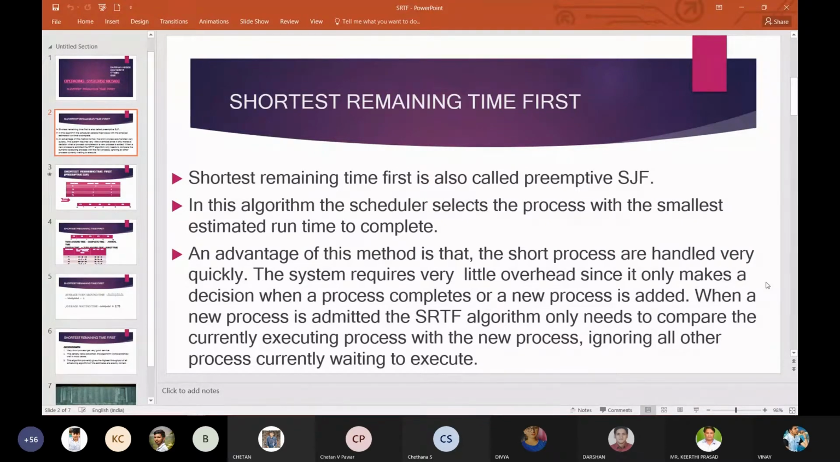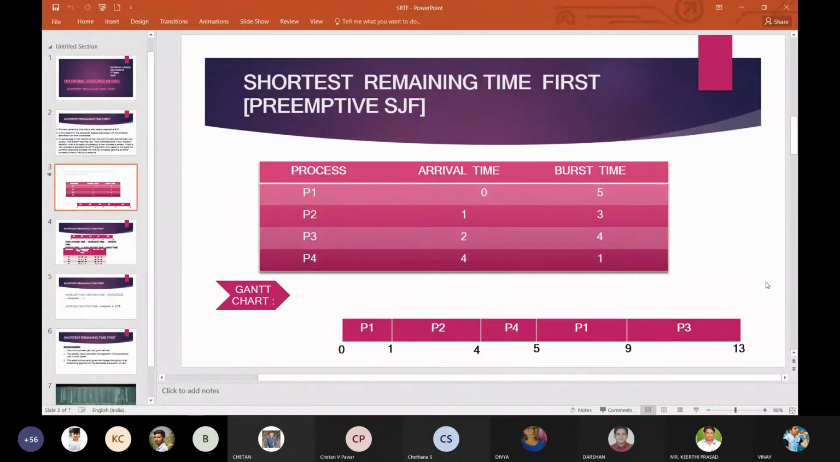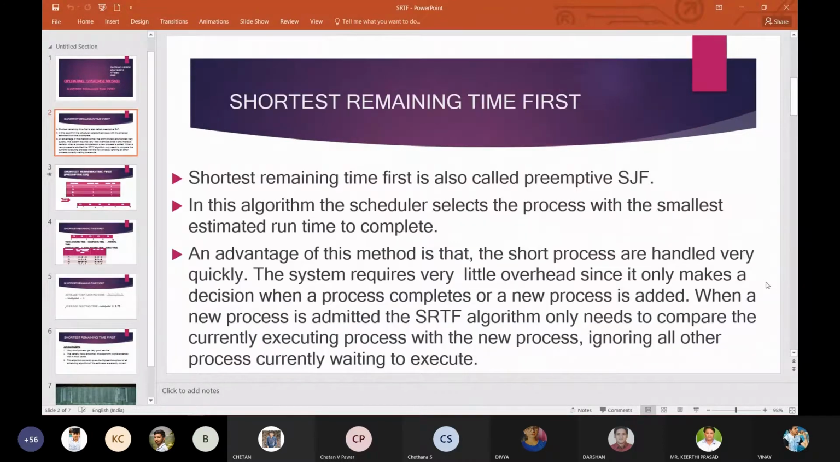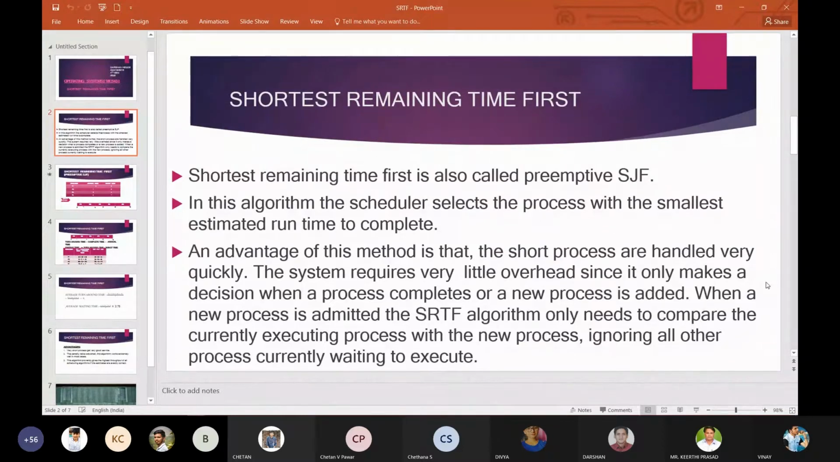Next slide. That means, let us assume that the CPU is executing a process. If a new process arrives whose burst time is shorter than the remaining burst time of the currently running process, then the CPU stops the execution of the currently running process. Why? Because the remaining burst time of the currently running process is larger than the new process's burst time. That's why the CPU starts executing the new process.